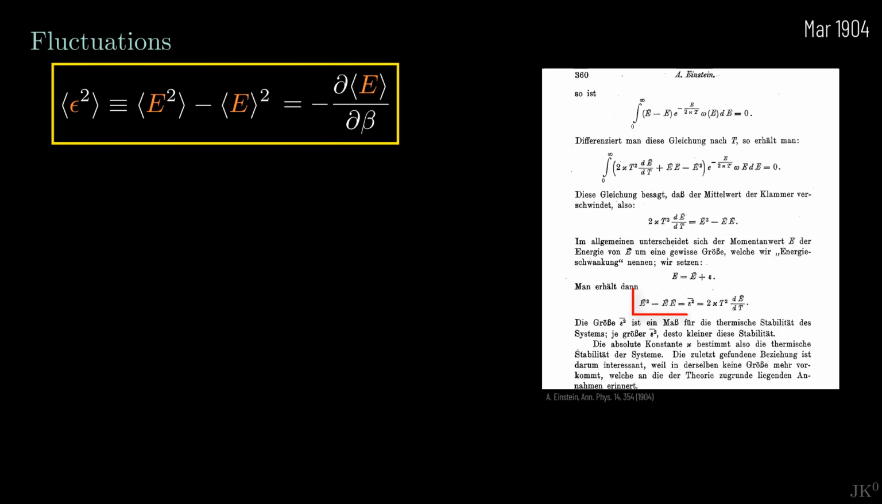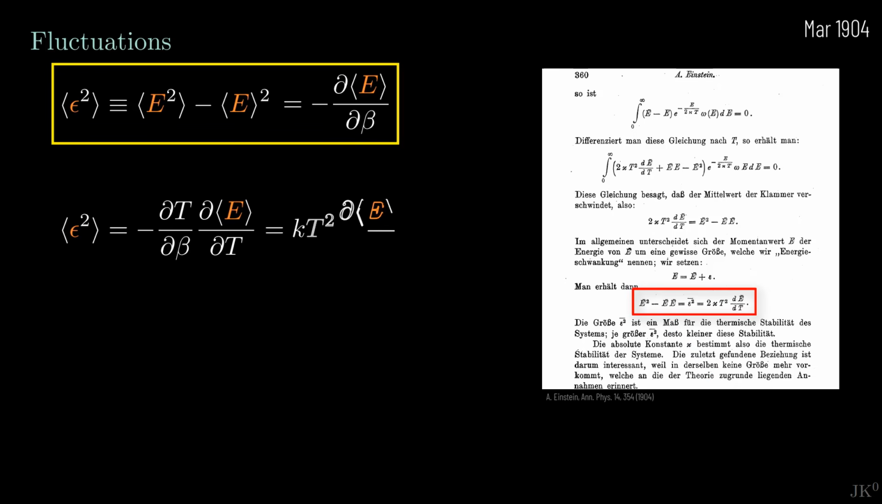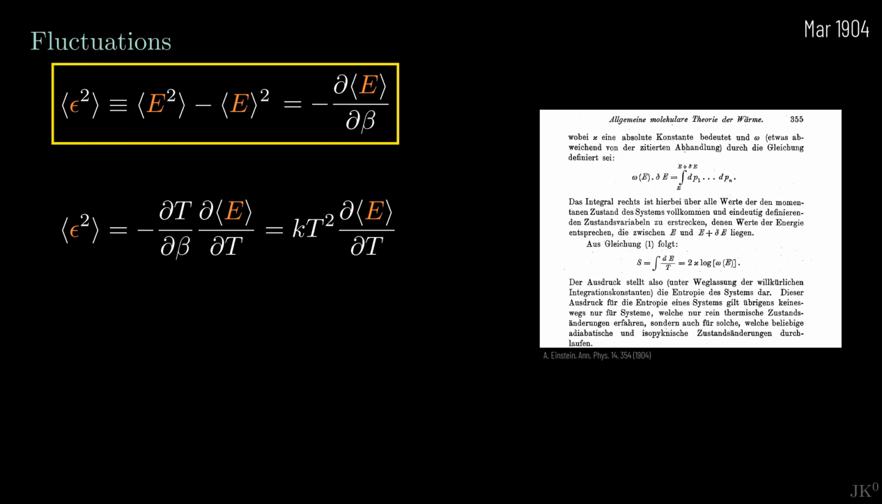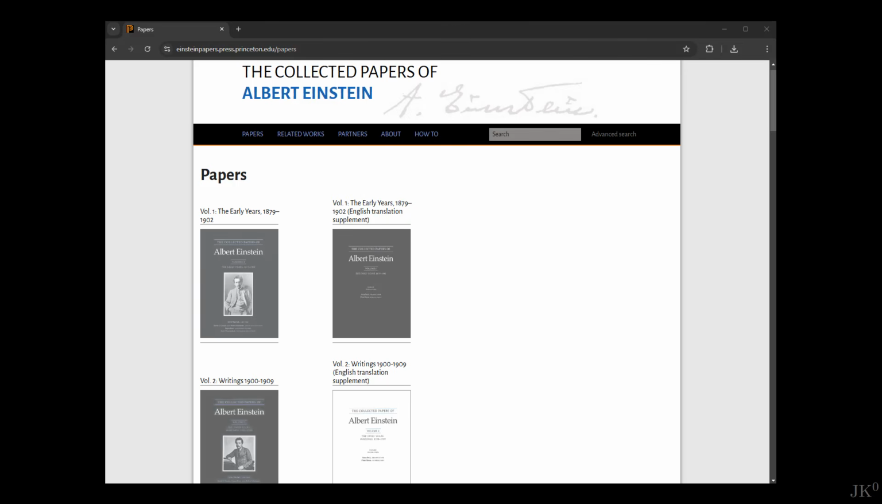Here is Einstein's original paper, where he denotes the average by a bar instead of brackets, and instead of beta, he uses temperature. Applying the chain rule to our result, we recover exactly what Einstein wrote, except for the factor 2 kappa. Without knowing any German, it is easy to confirm that the overall constant 2 kappa is just Boltzmann constant. By the way, all papers by Einstein are available in German and English online.